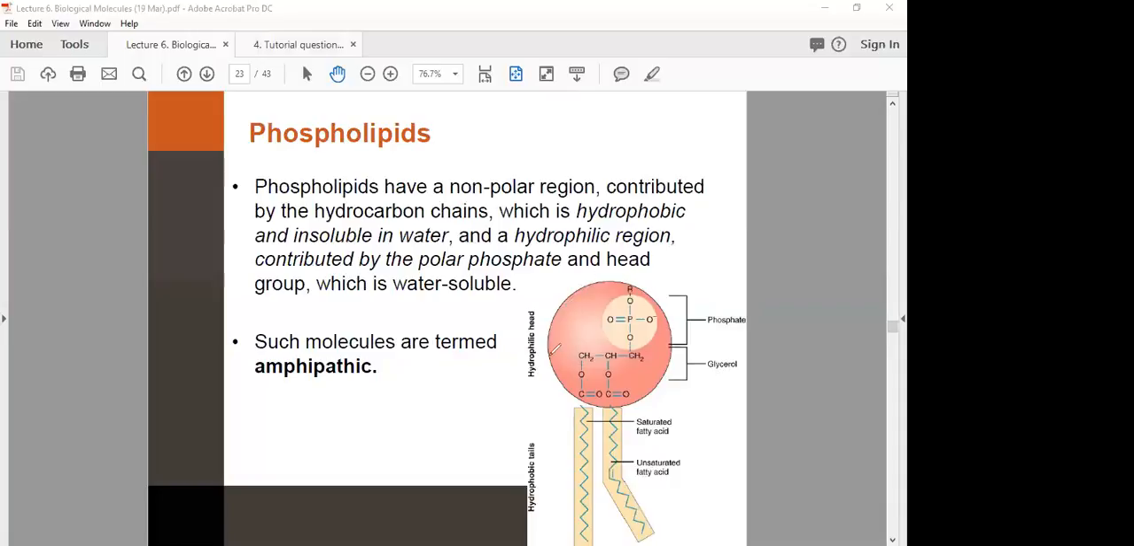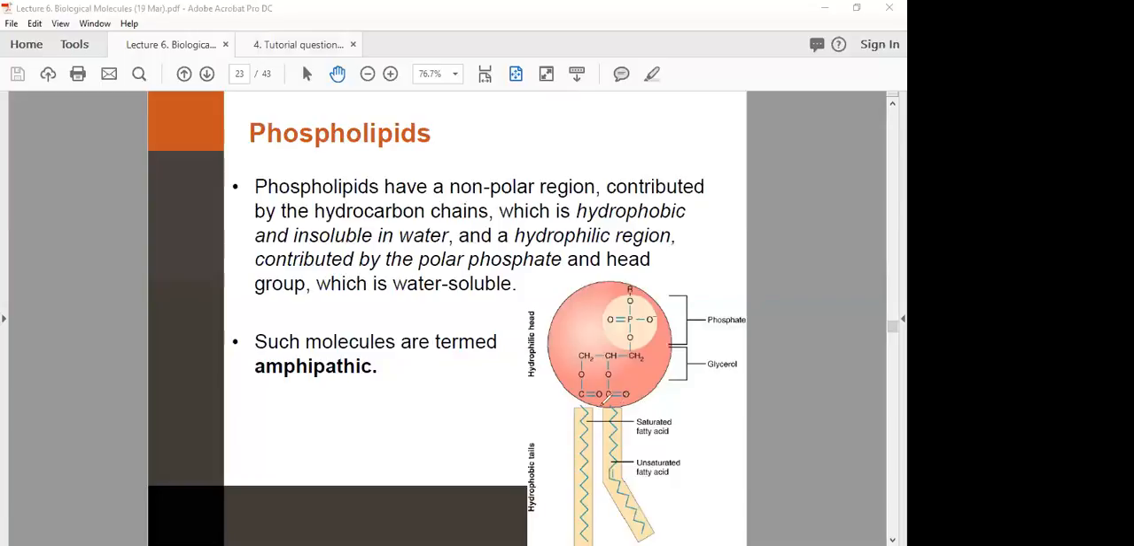All right, so what's special about this head region of the phospholipid? It's actually hydrophilic. What do we mean by hydrophilic? We mean water-loving. In other words, this part of the phospholipid likes to associate or interact with water molecules. Okay, hydrophilic, remember, water-loving.